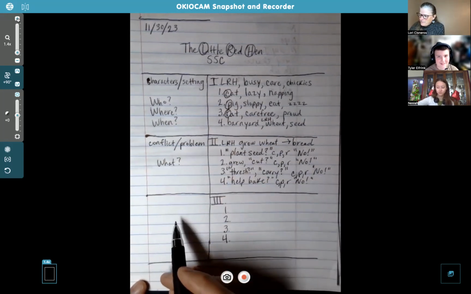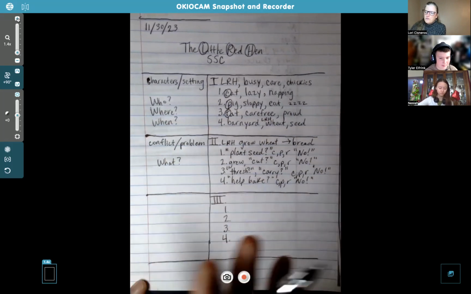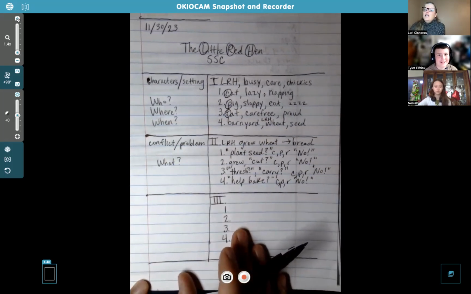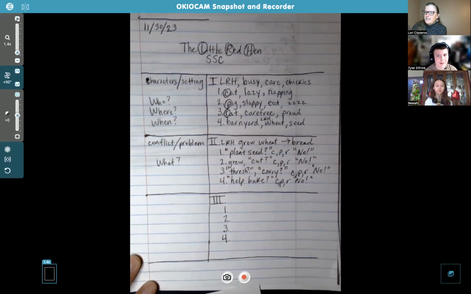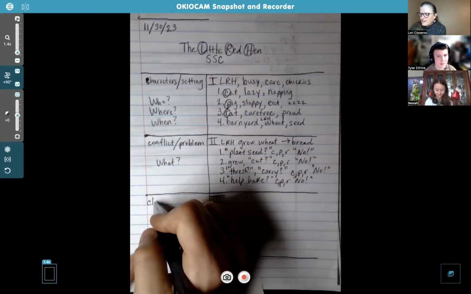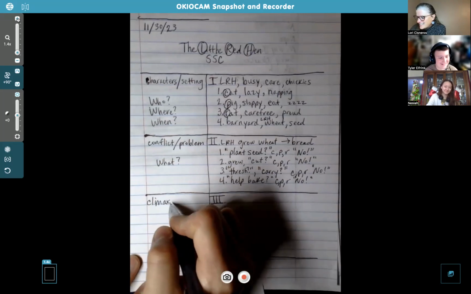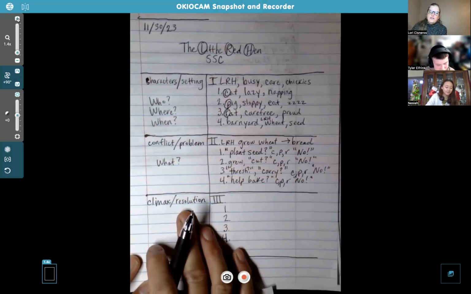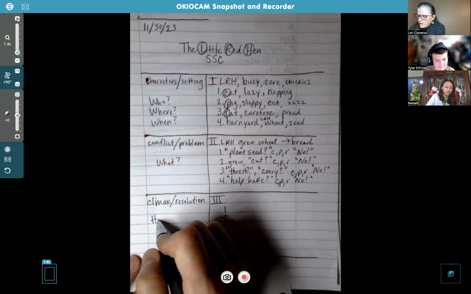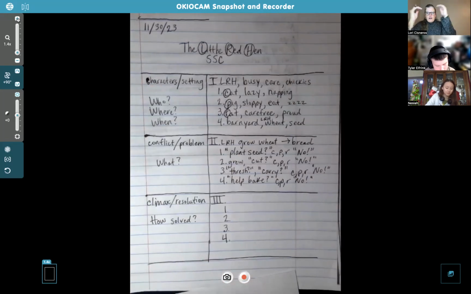Okay, so what is this part at the end after we talk about the conflict and the problem? Do you remember what we write at the end? Solution or resolution. There's another word we use too. It starts with a CL. Yes, climax. And then resolution. And you're right, it is the solution. You see that word solution in there. So basically, how it's solved. So this is the story sequence chart: characters and setting, conflict and problem, and climax and resolution.